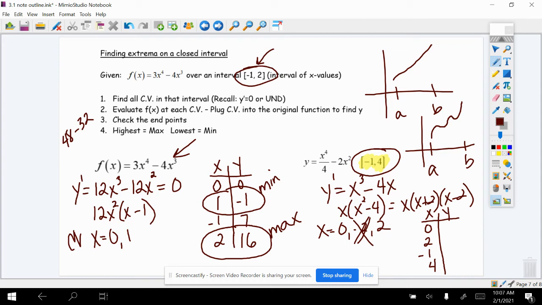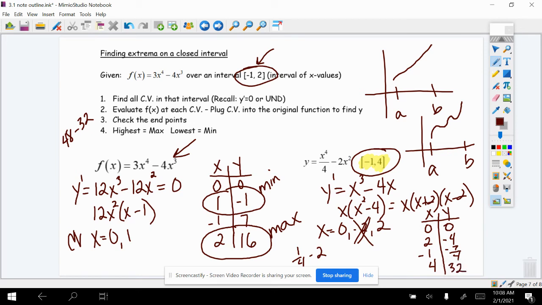So when I put 0 into the original function, I get 0. When I put 2 into the original function, I get 16 divided by 4 is 4 minus 8, I get -4. Again, watch your arithmetic. When I put -1 in, I get 1/4 minus 2. 1/4 minus 2 is -7/4, or you can write it as a decimal, -1.75. And when I put 4 in, that's going to be 64 minus 32. I'm going to get 32.